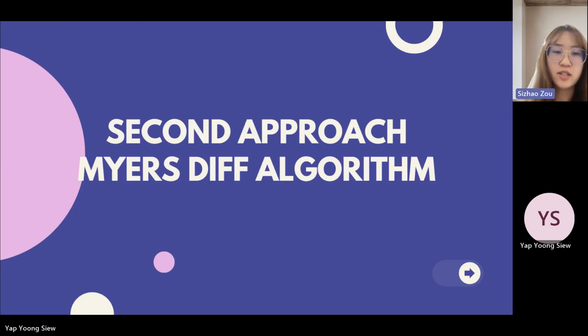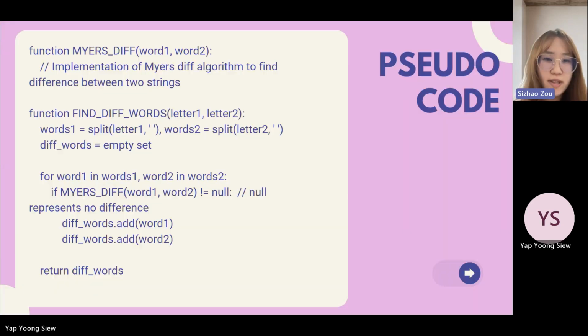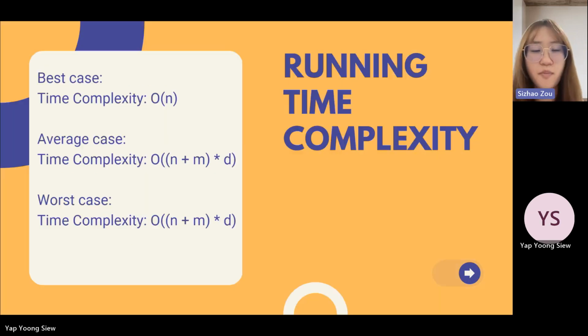And now I'm going to do the Myers difference algorithm. For this algorithm, we have the pseudocode like this, and I will explain more specifically in the program code part. For the running time complexity, N stands for paragraph 1, and M is paragraph 2. D is the number of different words. In this case, if there's only one difference in the paragraph, the time complexity will be really fast. But if there are 10 or more differences in the paragraph, the time complexity will be very slow.